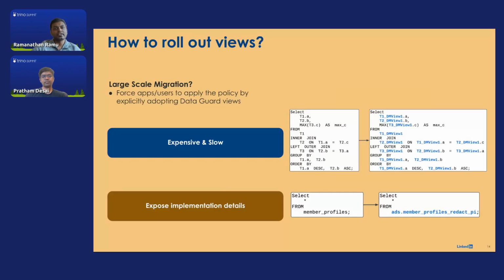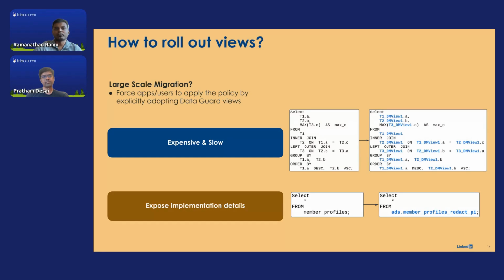So, one obvious and straightforward approach is to lead a large-scale migration and force apps and users to adopt these data masking views to apply the policies, which essentially involves replacing every table name with the data masking view name in every script. However, this brute force method is not the best approach, as large-scale migration would be expensive and also slow, since it involves a lot of manual effort to fix the scripts, as you can see from the query snippet, which requires replacing all the tables accessed.